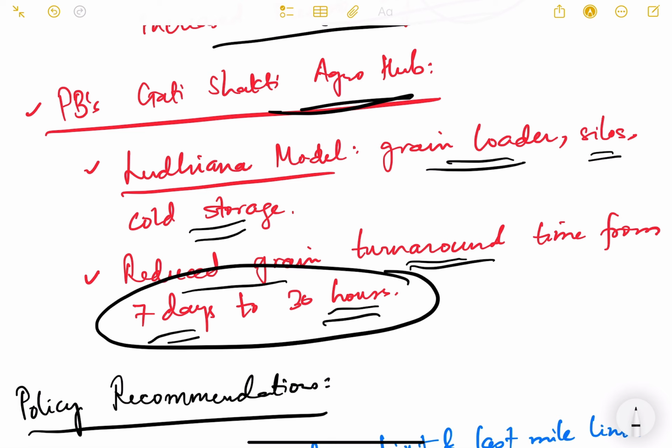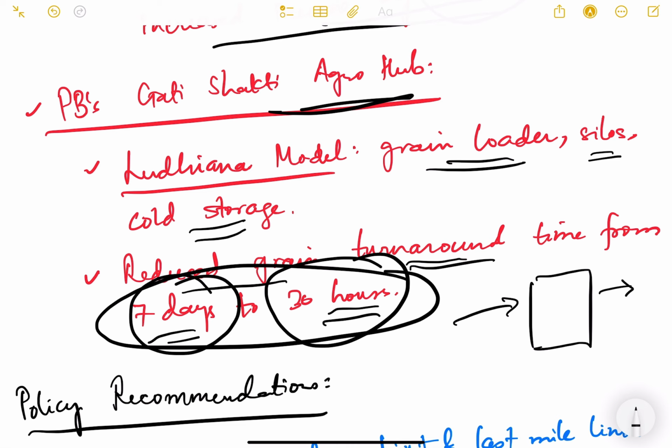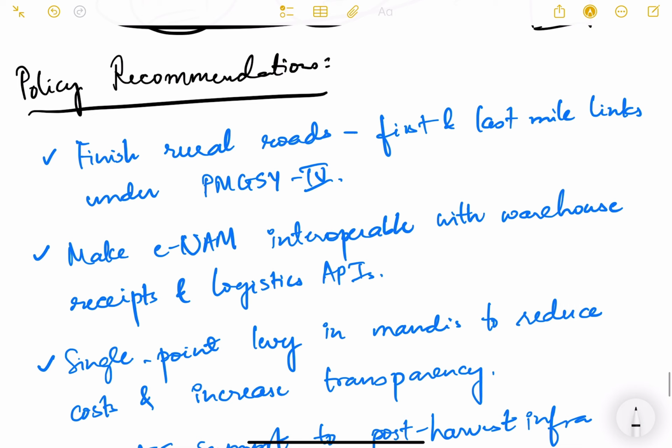So see, the farmer brings grain to the market, the mandi, and from there it gets loaded in a truck and again goes to the market. So this turnaround time has been reduced from 7 days to 30 hours. So this is one of the successful case studies that has been there.